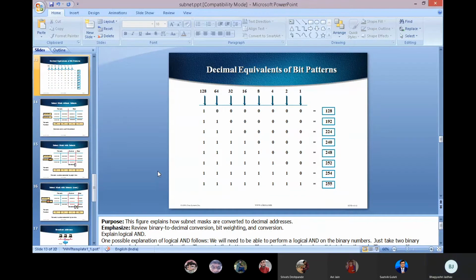8 decimal part, or 8 bit, means the first part is 1. If we have one host, then here instead of 0 we write 1. If 2, then behind the 2 we write 1. If we write 1, that number is 128. This is the binary format. Above is the decimal format. If 2 ones, it means 128 plus 64, that is 192. If 3 ones are here, it means 128 plus 64 plus 32, that is 224. Like this they calculated. When all ones are there, then the number is 255.